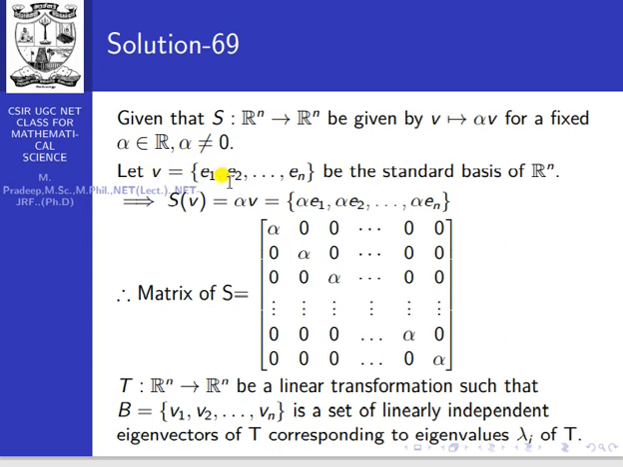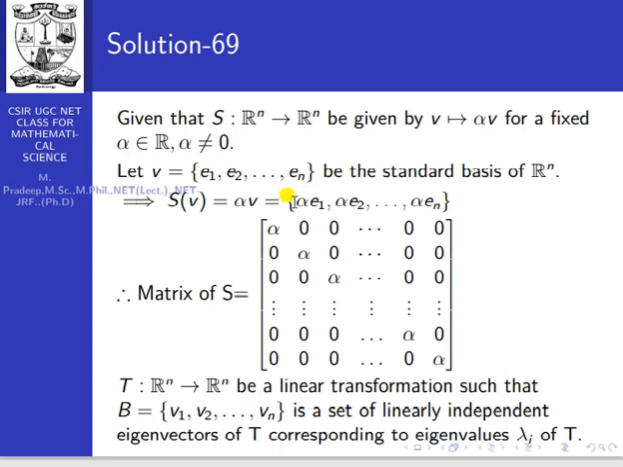First of all, I will consider the standard basis V equal to {e1, e2, ..., en}. e1, e2, ..., en are the standard basis of R^n. Then S of v is defined as v goes to alpha v. So S of v equal to alpha v. Then alpha e1, alpha e2, ..., alpha en. Alpha e1 means (alpha, 0, 0, 0, 0) and alpha e2 means (0, alpha, 0, 0, 0), because e1 is (1, 0, 0, 0, 0), e2 is (0, 1, 0, 0, 0), and en has 1 in the nth position, otherwise 0. These are the standard basis.